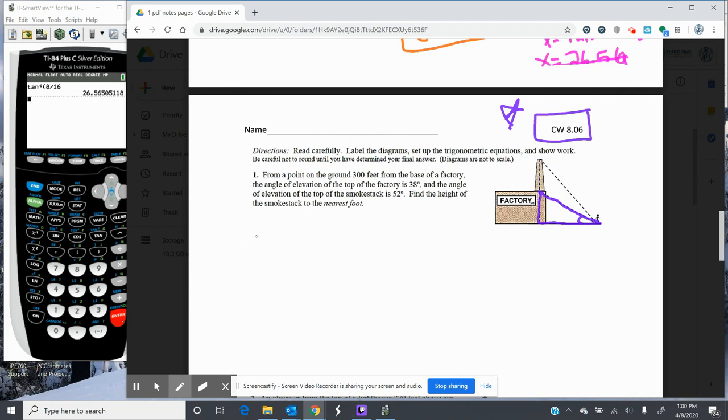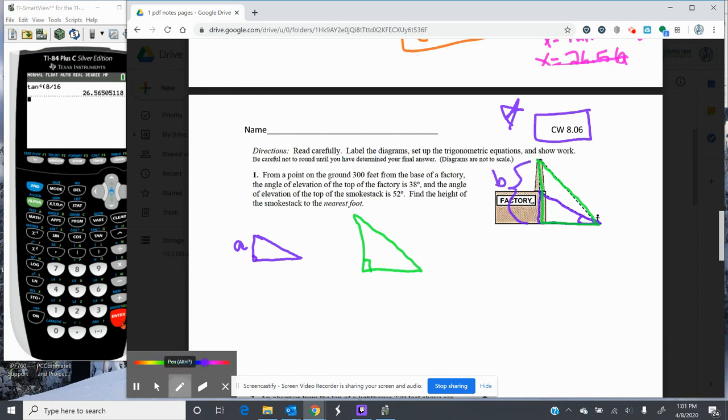So if I redraw that one, you're going to find the height of the factory, A. You're given some other measures, so I want you to take an opportunity to actually label it out yourself. And then the second right triangle is the tall one, from the factory all the way up to the top of the smokestack. It's going to be the other right triangle. So you're going to look to find the measures for both of these pictures. And I'm going to tell you the whole measure from top to bottom is going to be B.